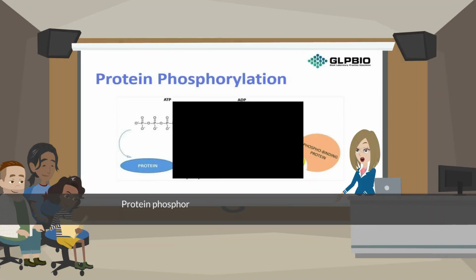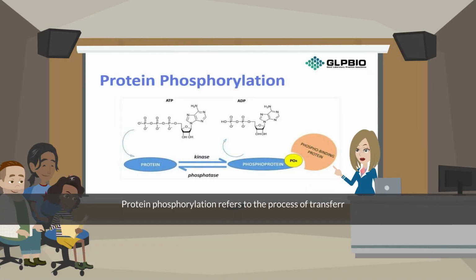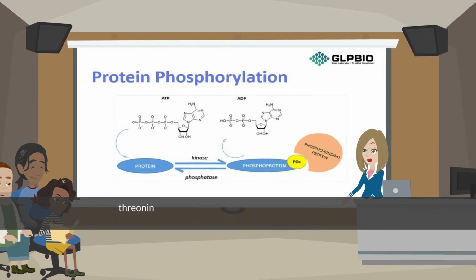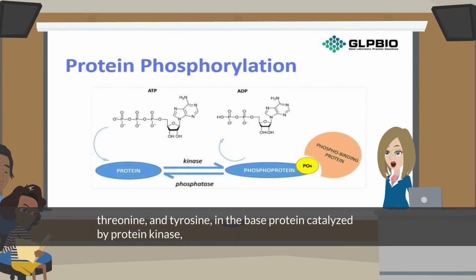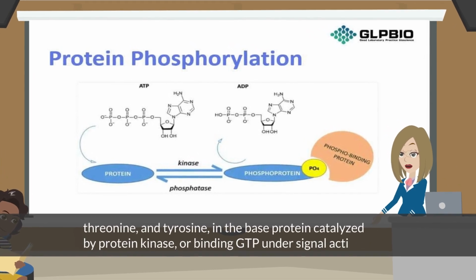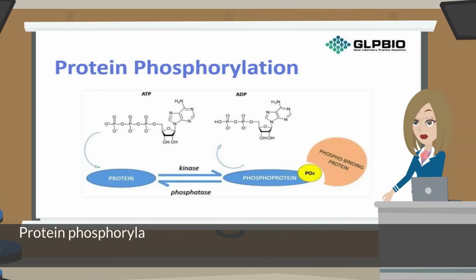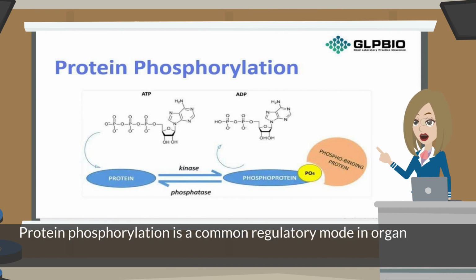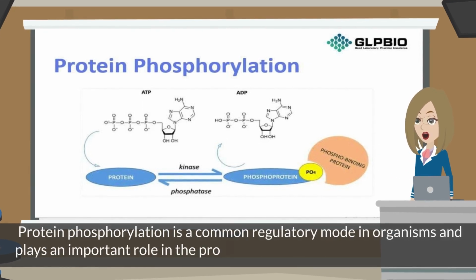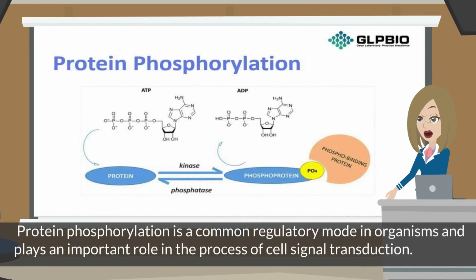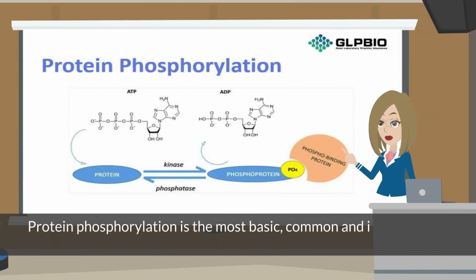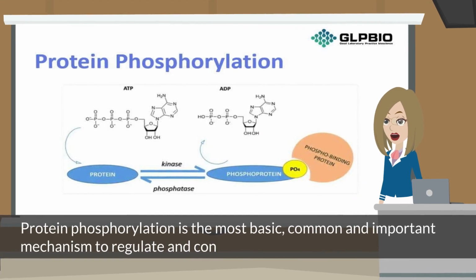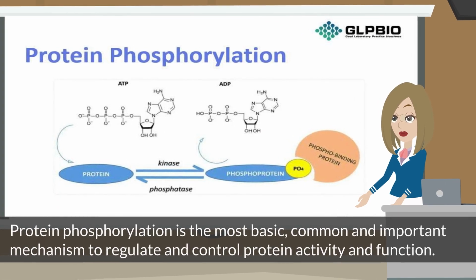Protein phosphorylation refers to the process of transferring the ATP phosphoric acid group to the amino acid residues serine, threonine, and tyrosine in the base protein, catalyzed by protein kinase, or binding GTP under signal action. Protein phosphorylation is a common regulatory mode in organisms and plays an important role in the process of cell signal transduction. Protein phosphorylation is the most basic, common and important mechanism to regulate and control protein activity and function.